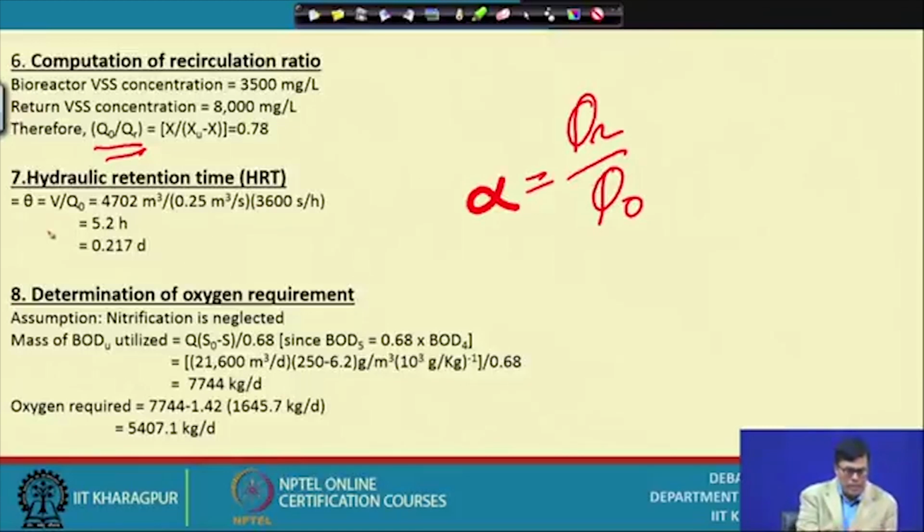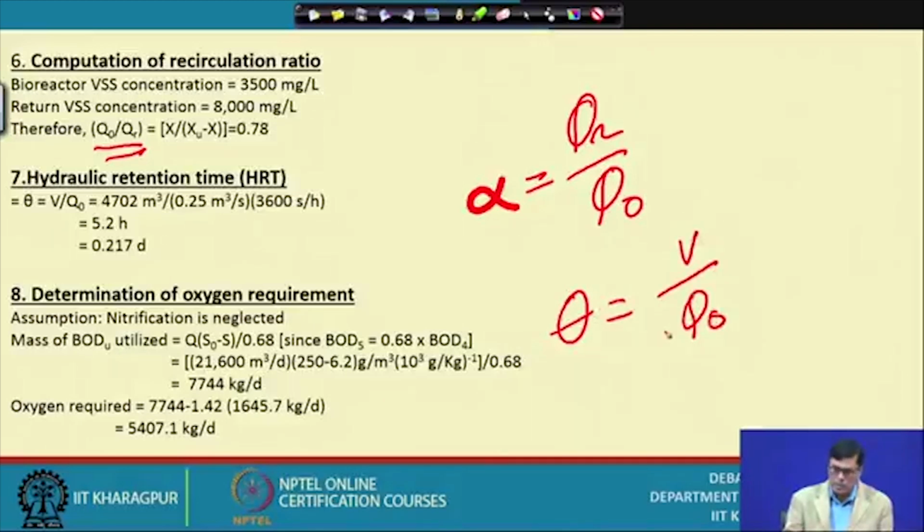Now, the hydraulic retention time, theta, can be easily found as V by Q0. V we know, and Q0 we know, so we can find the hydraulic retention time. Now, the oxygen requirement we can easily calculate. Q into S0 minus S is the amount of BOD that is removed, and this is the BOD5, divided by 0.68. If you divide, we get the total BOD that should be removed.